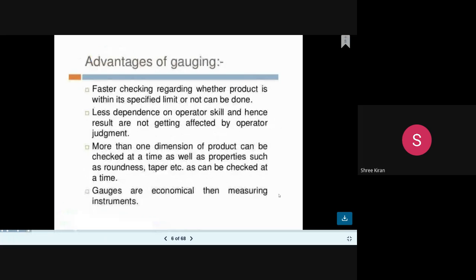Then the main advantages of gauging are, first, faster checking of whether the product is within the specified limit or not. Second, less dependence on the operator's skill, and hence results are not affected by the operator's judgment. Then more than one dimension of the product can be checked at a time, as well as properties such as roundness, taper, etc.